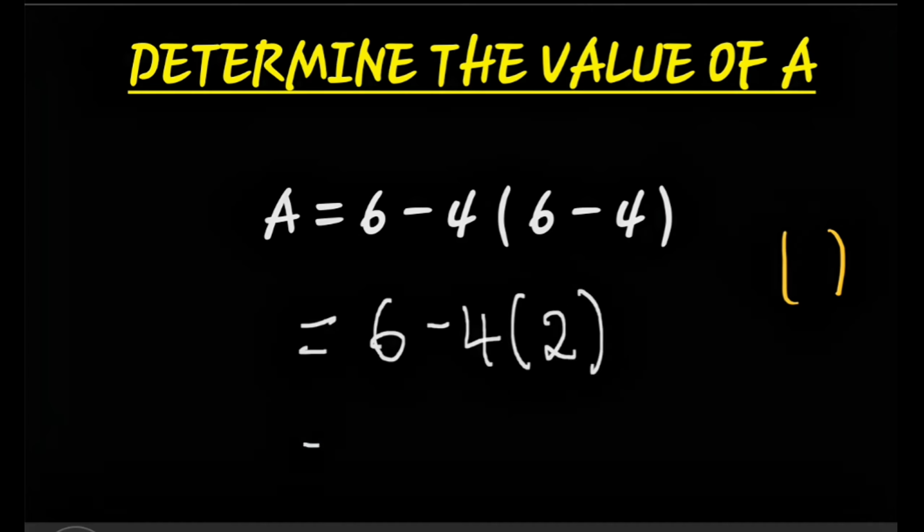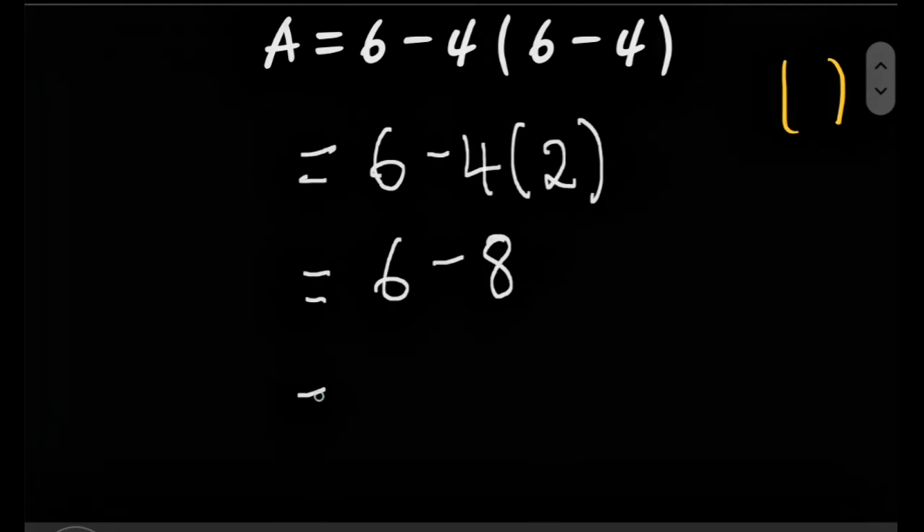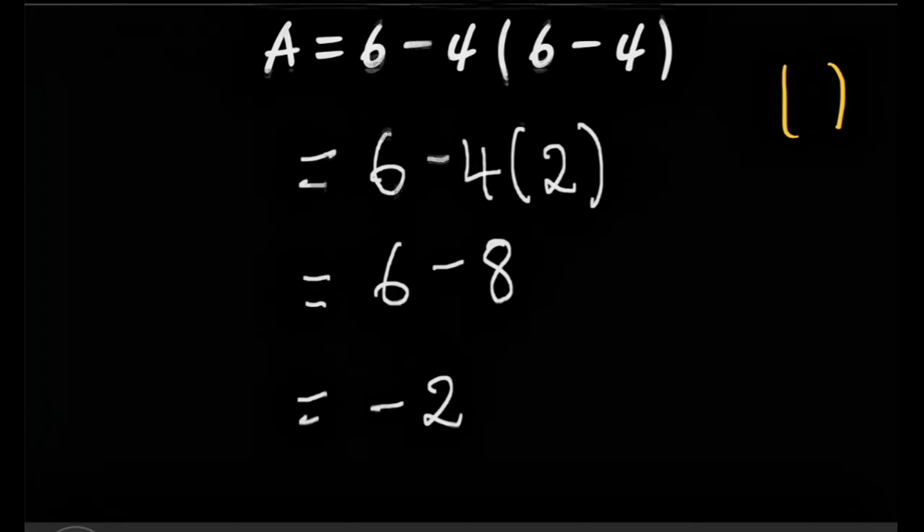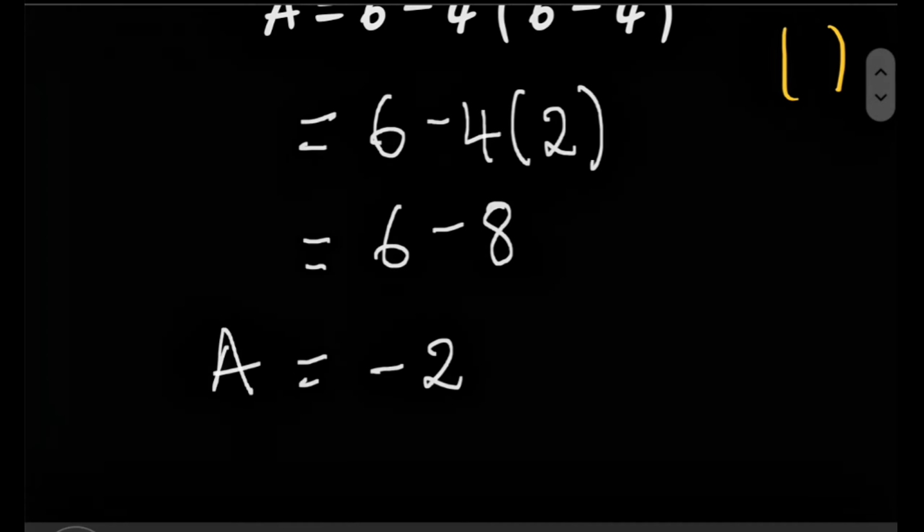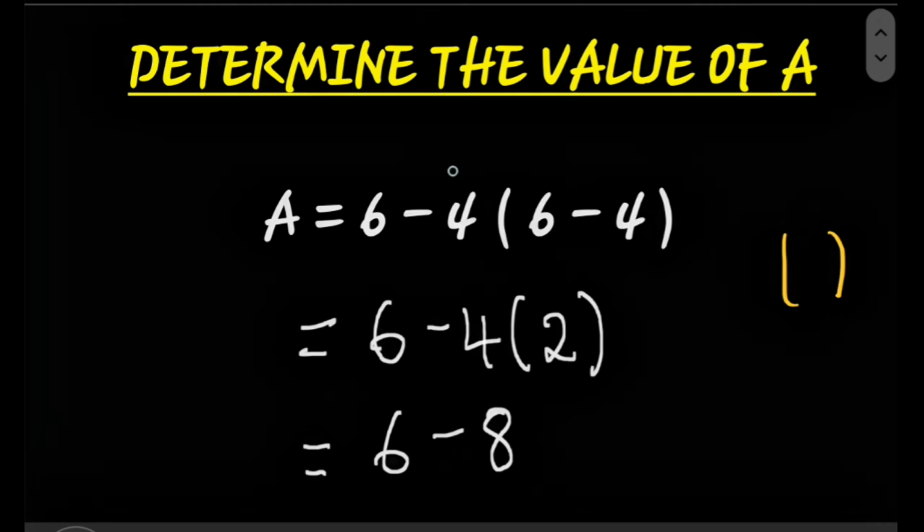So the next step here, we're going to copy 6 minus 4 multiplied by 2, that is 8. And after doing this, we have 6 minus 8, that's negative 2. So the answer for our expression here, A, is equal to negative 2. So the value of this expression is negative 2.